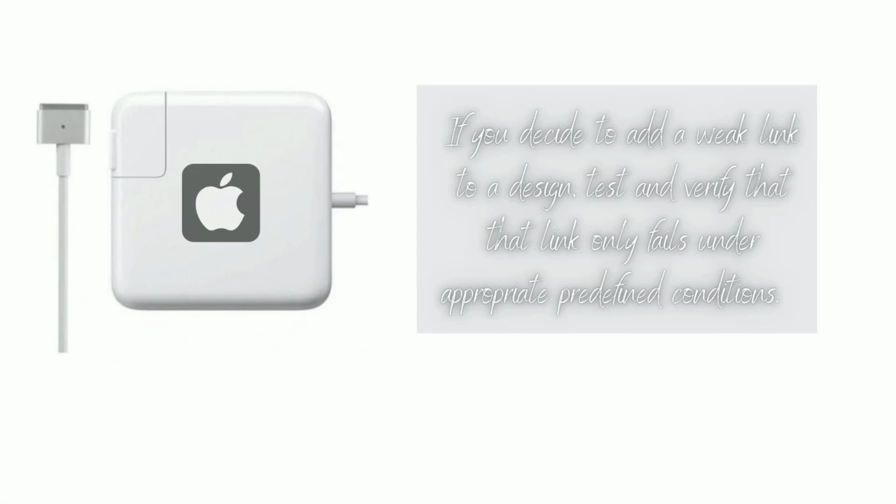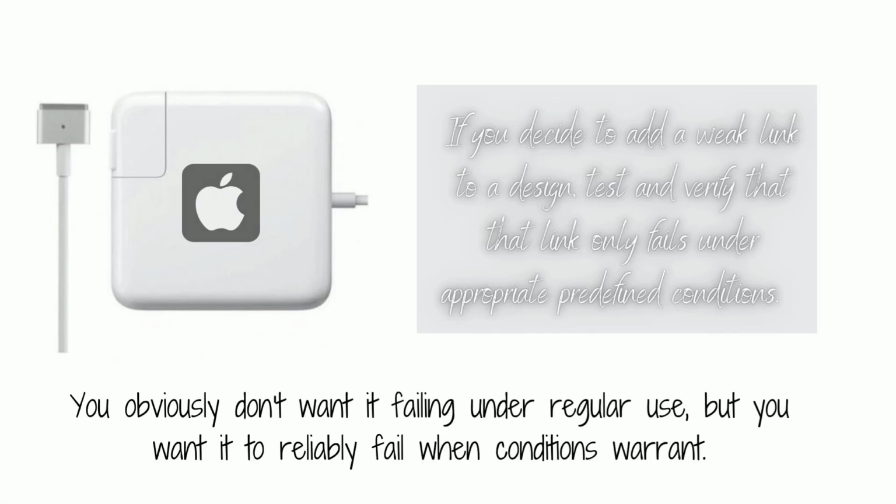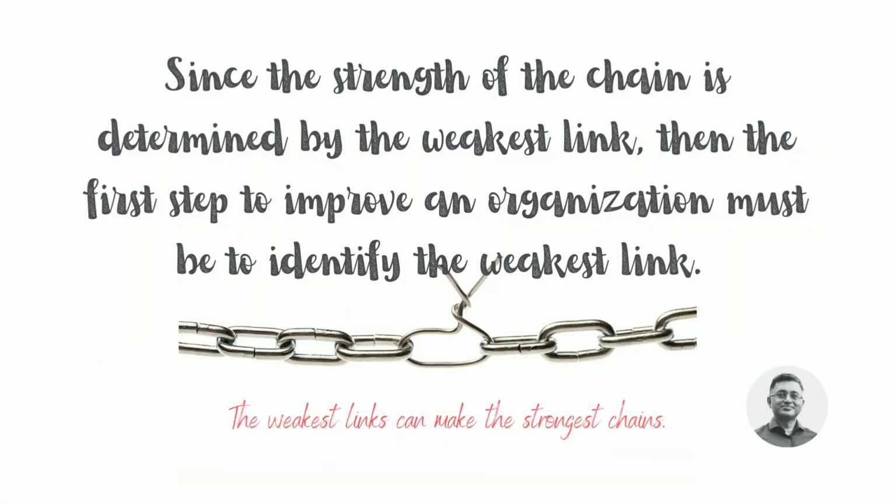If you decide to add a weak link to a design, test and verify that link only fails under appropriate predefined conditions. You obviously don't want it failing under regular use, but you want it to reliably fail when conditions warrant. So, whether you apply the weakest link principle to prevent damage to equipment or property, to interrupt group or mob behaviors like stock exchange swings, or to invent the next revolutionary safety innovation, remember, the weakest links can make the strongest chain.